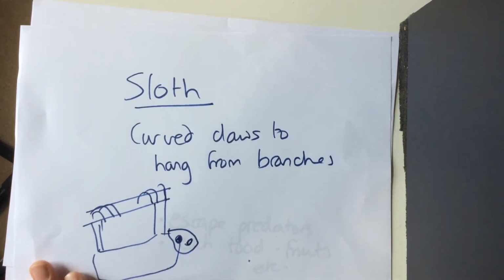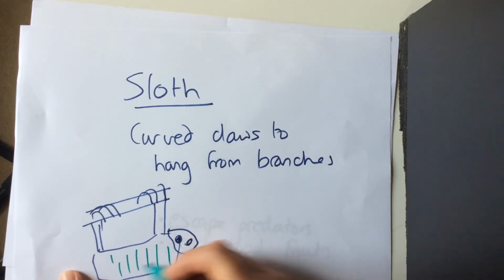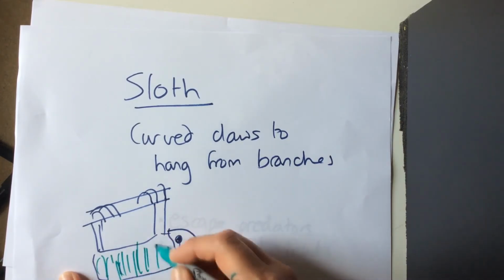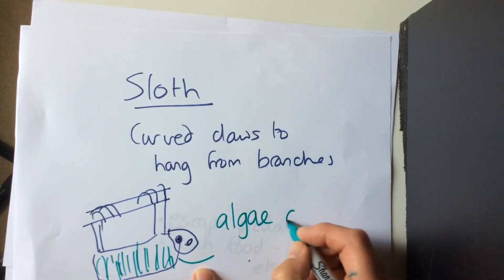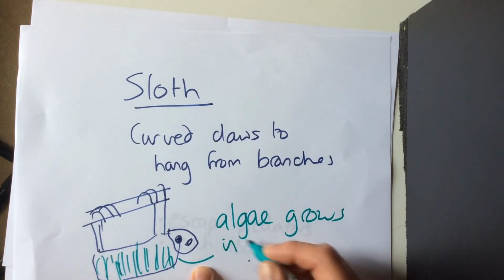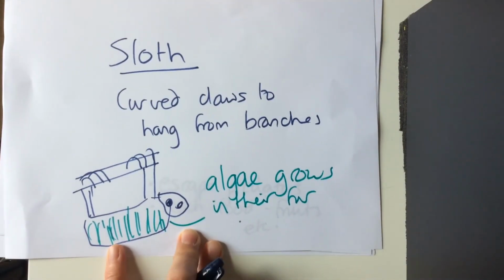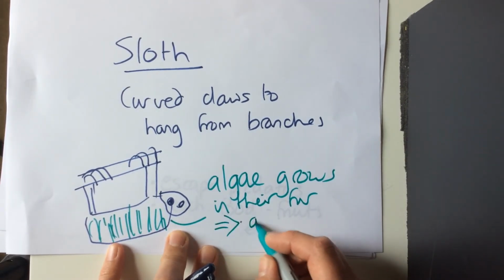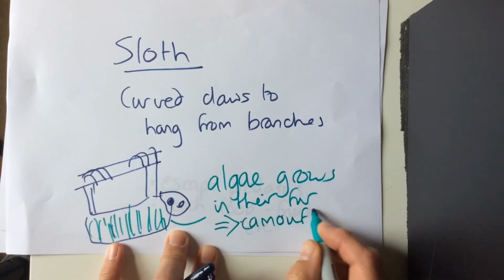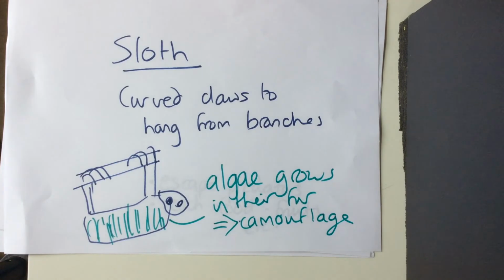The other cool thing about them is that they have green fur, which is actually algae. So I'll do it in green. Algae grows in their fur. So why would you want to have algae growing in your fur? Why would you want to be green? Any thoughts? Okay, it's for camouflage. So if you're up in the tree and you're green, then you're less likely to be seen and therefore you're less likely to be attacked.